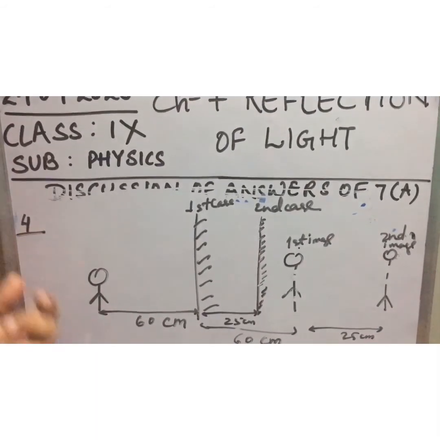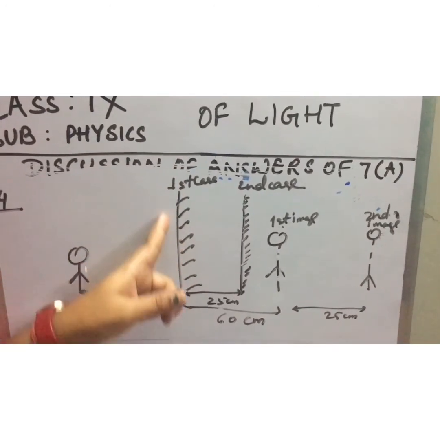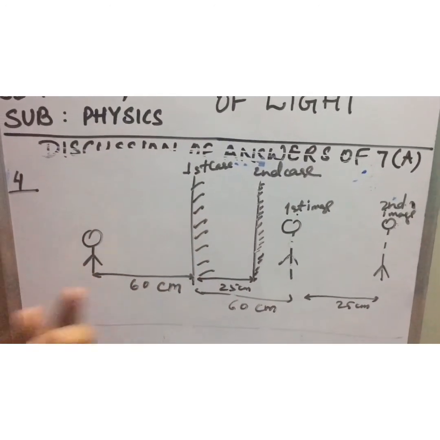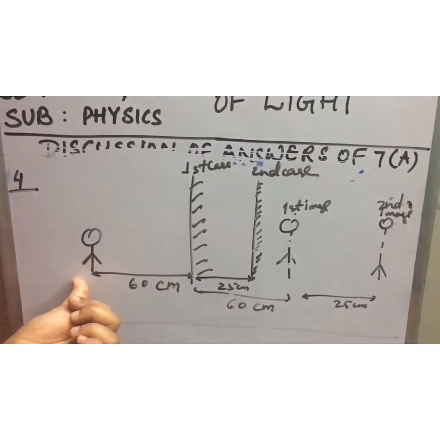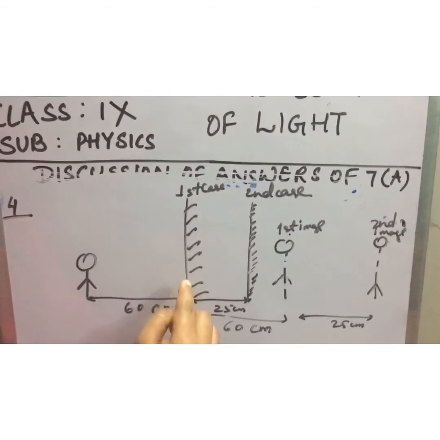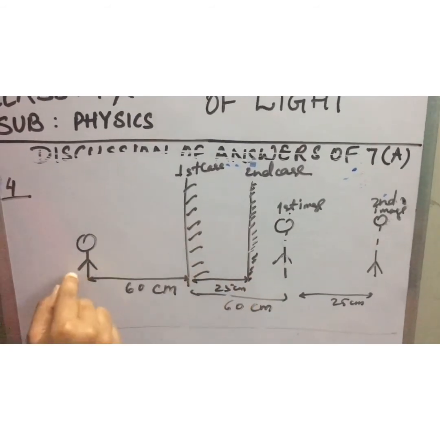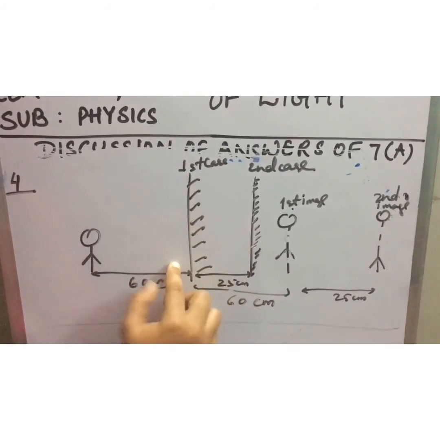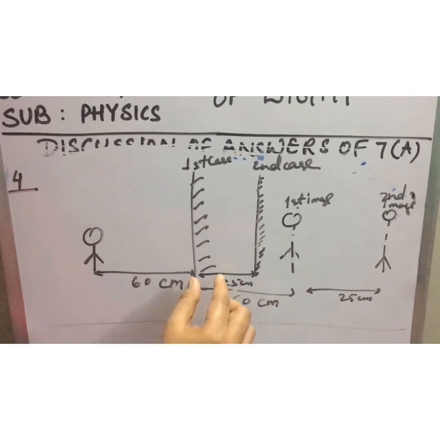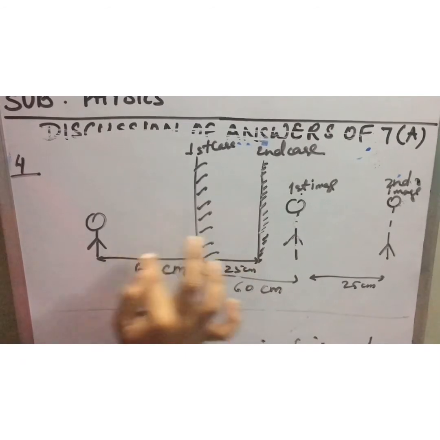Now students, see question number 4. In question number 4, what is given is that in front of a plane mirror, an object is standing 60 centimeters away from the mirror. But now the question says that the mirror is moved 25 centimeters away from the object. Earlier the mirror was at a distance of 60 centimeters. After that the mirror is moved 25 centimeters away from the object.